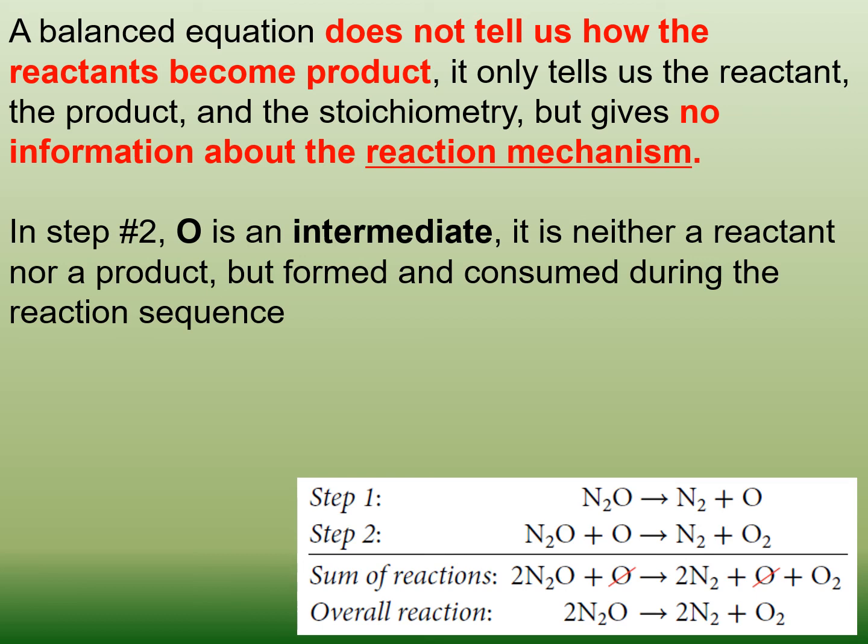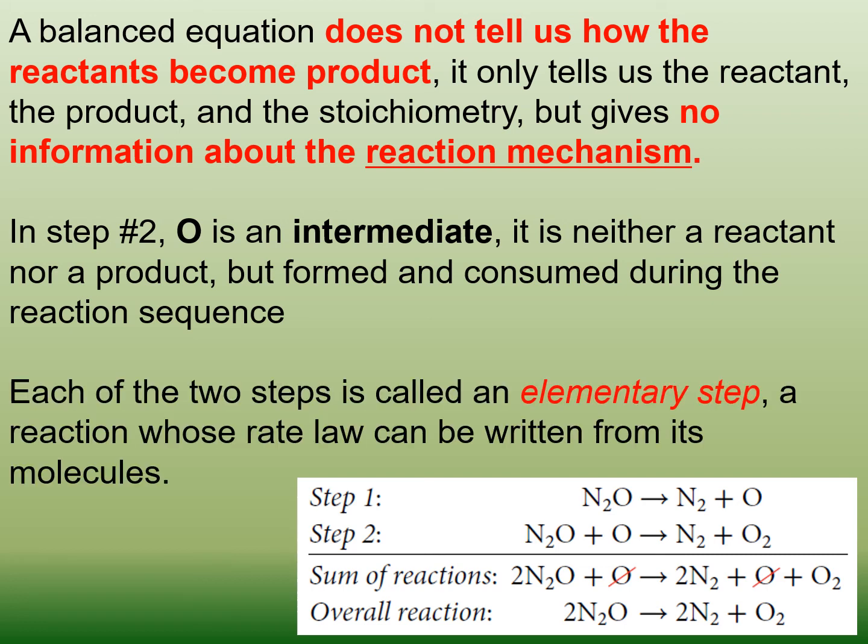In step 2, the oxygen atom is an intermediate. It is neither a reactant nor a product, but formed and consumed during the reaction sequence. It appears briefly in the elementary steps, but not in the balanced equation that represents the overall chemical reaction. Each of the 2 steps is called an elementary step, a reaction whose rate law can be written from its molecules.